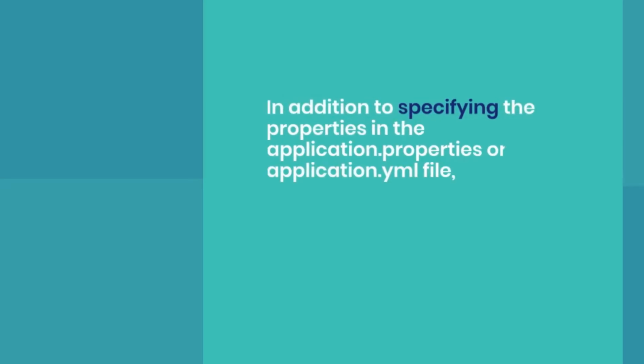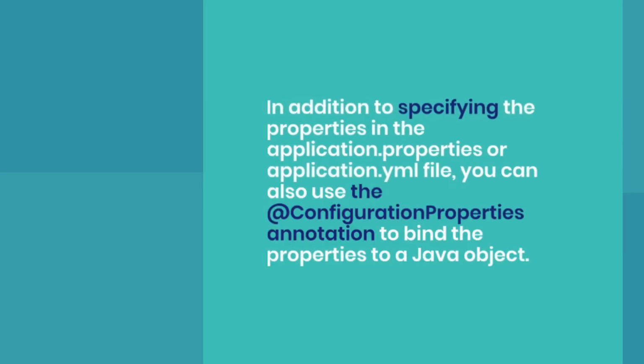In addition to specifying the properties in the application.properties or application.yml file, you can also use the @ConfigurationProperties annotation to bind the properties to a Java object.